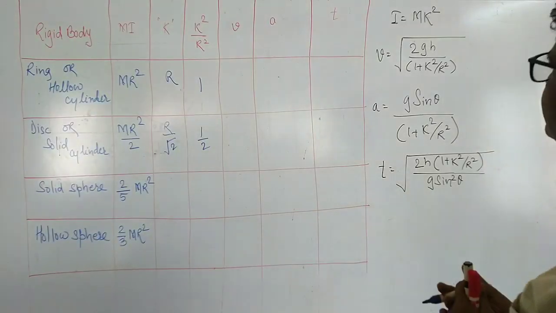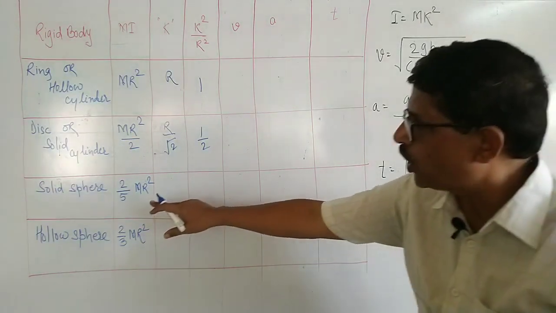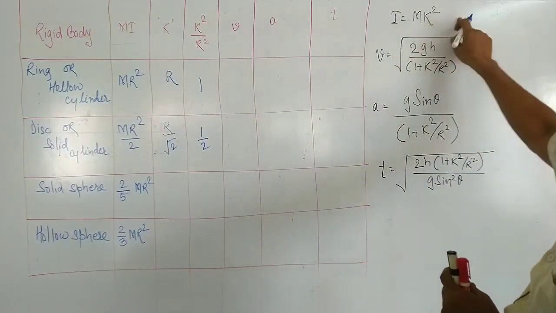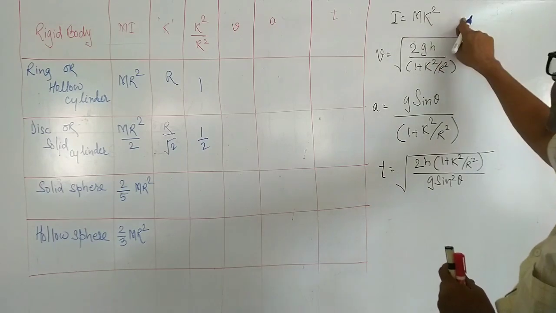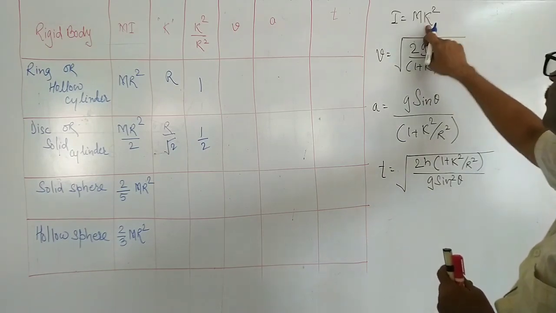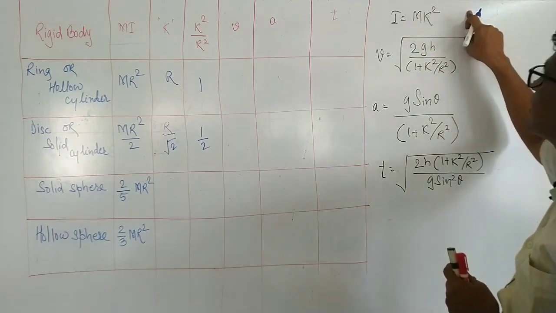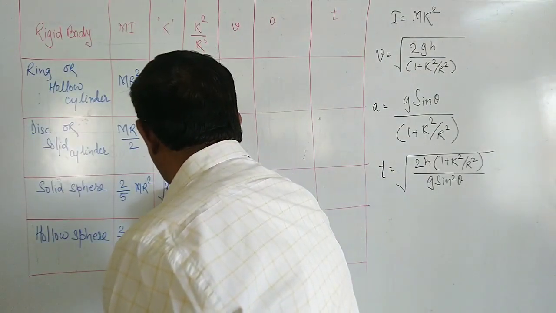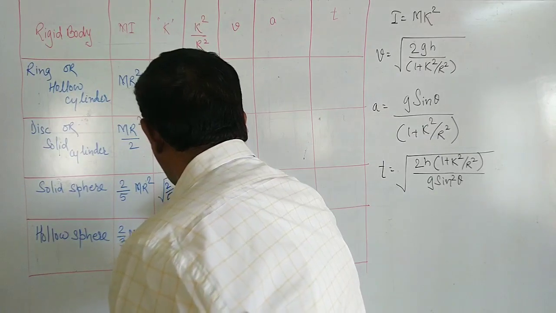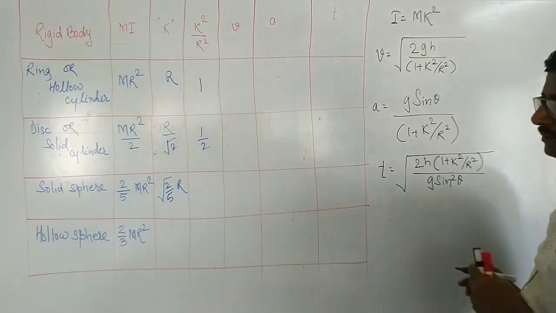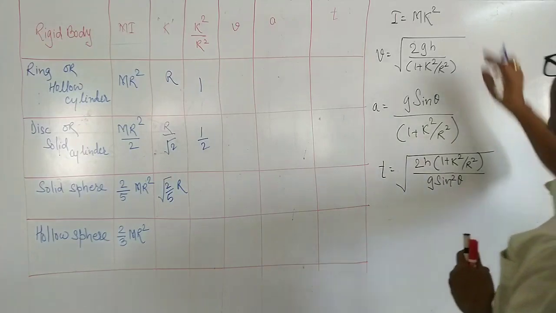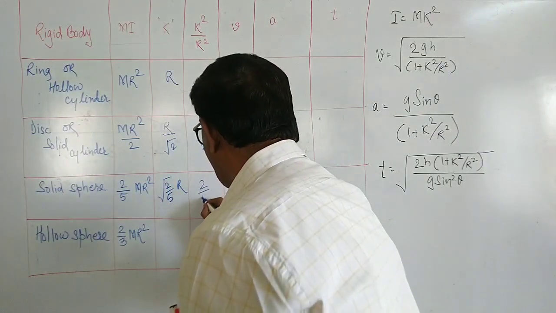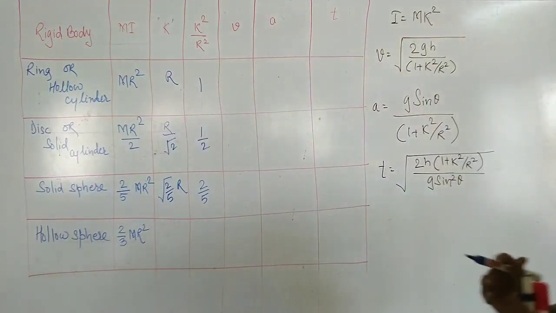For the third one, the solid sphere, I = mk² = (2/5)mr². m gets cancelled. k² = (2/5)r². Therefore, the value of k is √(2/5) times r. Then the value of k²/r² should be equal to 2/5. This is one more thing that we get.